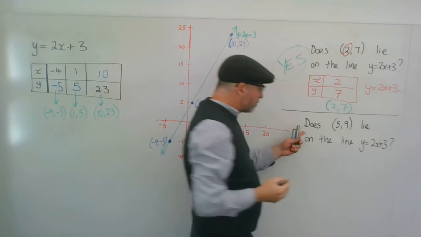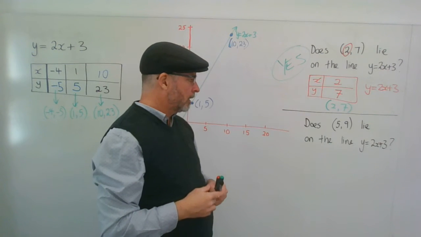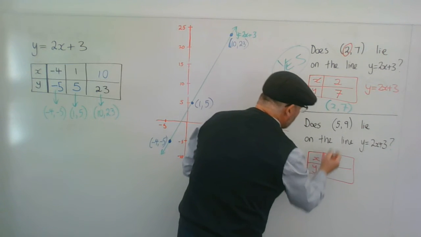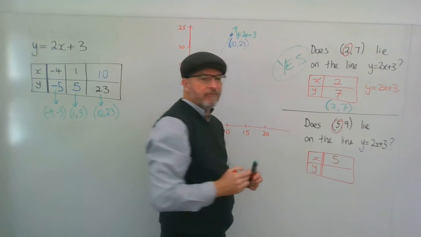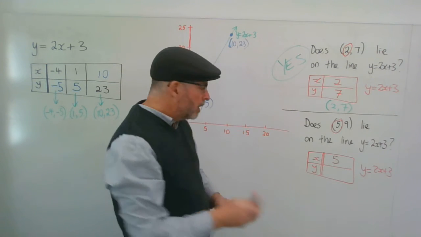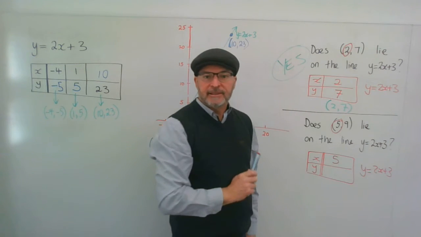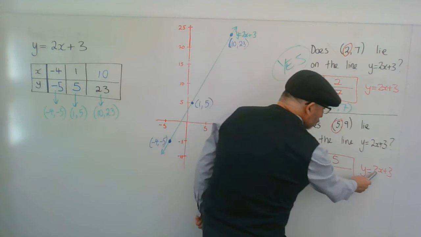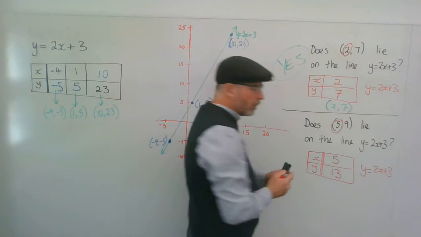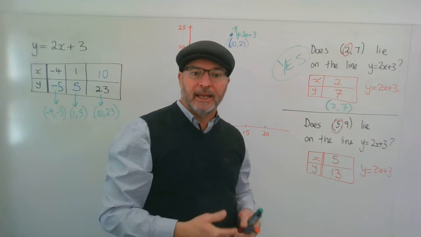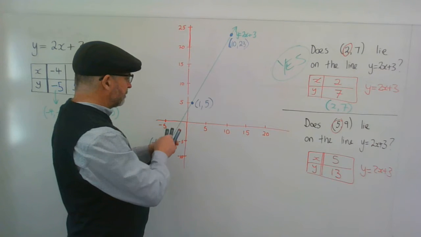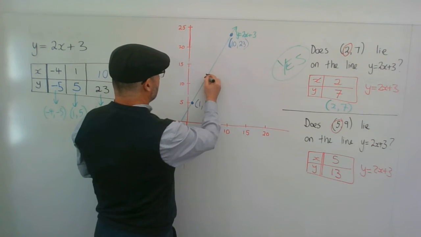Does the point 5, 9 lie on that line? Well, once again, I could pretend that I'm trying to find the y value that goes with x being 5, if the rule is y equals 2x plus 3, because that's what they've given me. So I put 5 into the rule for x and see what y value pops out. 2 times 5 is 10, plus 3 is 13. When x is 5, y needs to be 13 if it's going to follow that rule, if it's going to lie on that line. When x is 5, y needs to be 13. 5, 13, somewhere there.